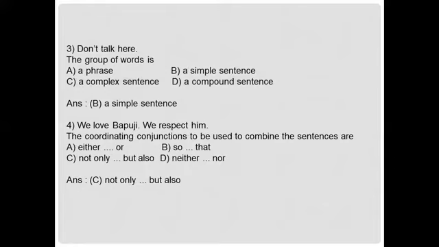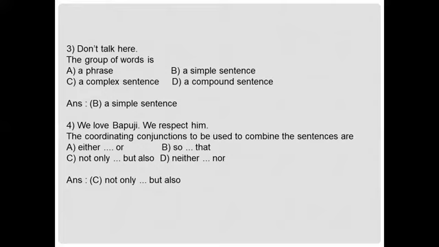Next one. Don't talk here. The group of words is A. A phrase. B. A simple sentence. C. A complex sentence. Or D. A compound sentence. And the answer is option B. A simple sentence.